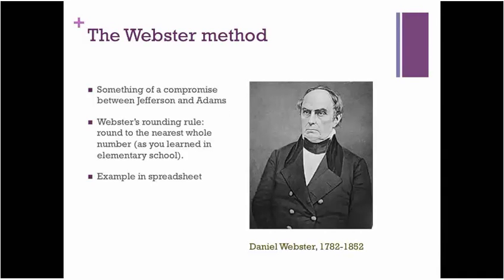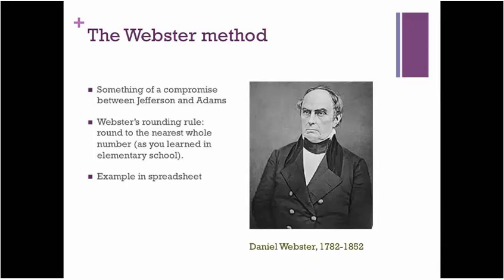Now, how could there be another method? There is another method, the Webster method. Well, it's something of a compromise between Jefferson and Adams. And the method named for Daniel Webster says don't always round down, as Jefferson would tell you to do, and don't always round up, as Adams would tell you to do.